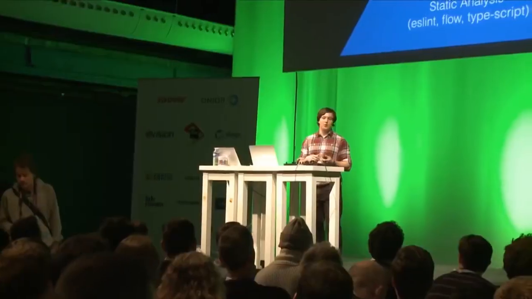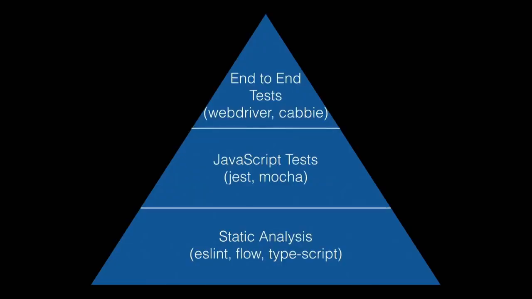If I can leave you with one thing, it's this pyramid. This is the pyramid you should be thinking about when you're looking at improving the quality and reliability of your applications. Add end-to-end tests, but not very many of them. Add lots of tests in JavaScript. Don't worry about whether they're integration tests or unit tests. Just do whatever feels right at the time. And use tools like static analysis, because they really do help you write reliable software.